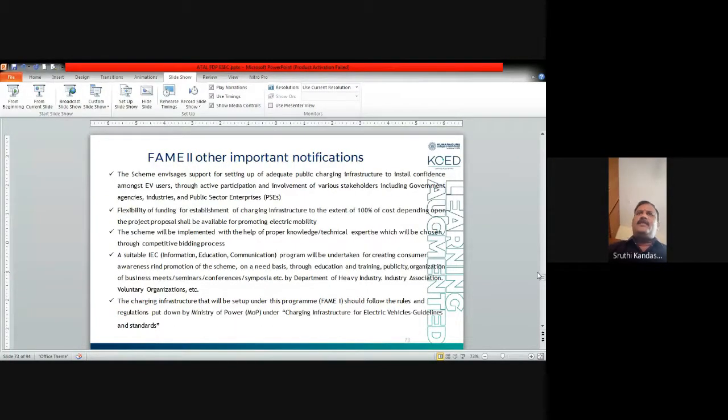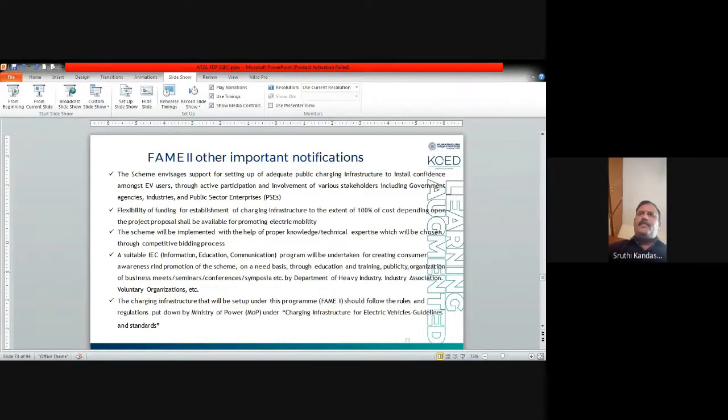The other notifications: the scheme envisages support for setting up adequate public charging infrastructure to instill confidence among EV users through the active participation and involvement of various stakeholders, including government agencies, industries, and public sector enterprises. Flexibility of funding for establishment of charging infrastructure, to the extent of 100% of cost depending upon the project proposal, shall be available for promoting electric mobility.